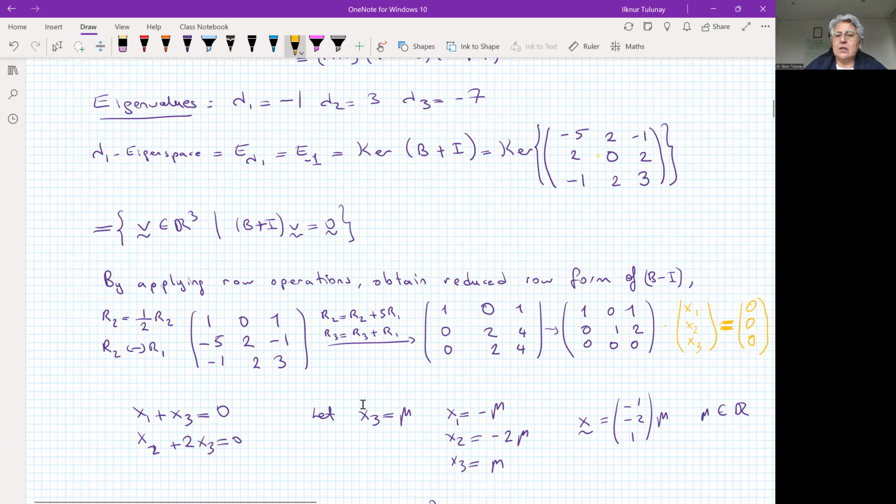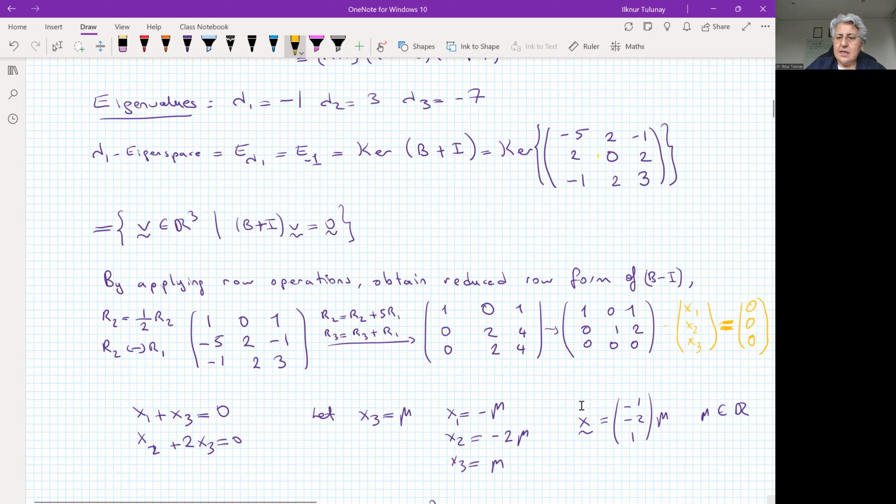So when we say x3 is equal to something, let's say mu, where mu is any real number, then we can decide x1 and x2 in terms of mu. So x1 is minus mu because x1 is equal to minus x3. x2 is equal to minus 2x3, that is, x2 is minus 2 mu. That means x is mu times the vector (minus 1, minus 2, 1), right? From here, in vector form, we obtain this vector. These are all the solutions of this space.